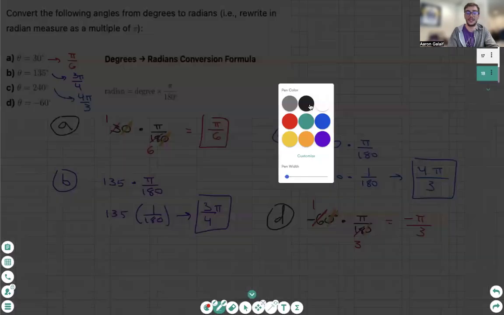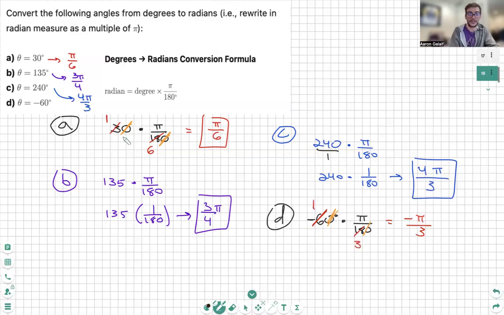Now, if it makes things easier, you're more than welcome to put these initial degrees over 1 just to see things a little more clearly. You don't have to because it's implied, but that is something some students prefer to do. And we can write our answer out here beautifully.